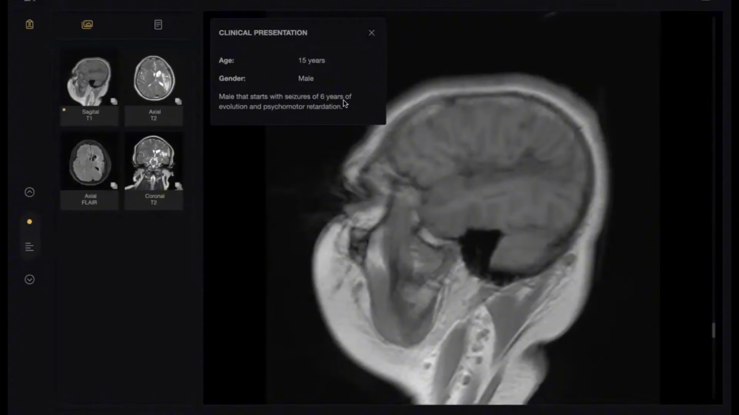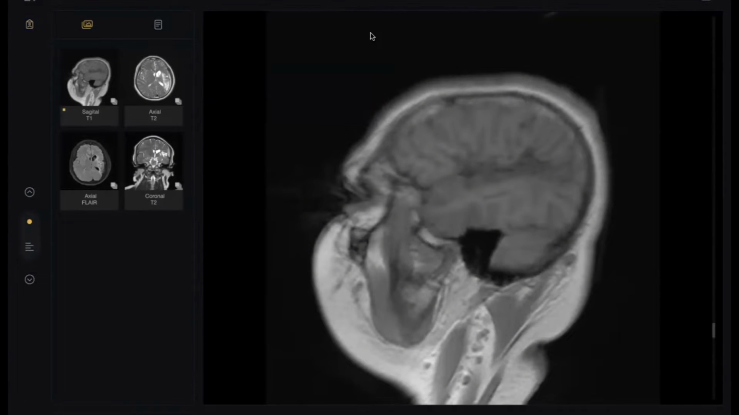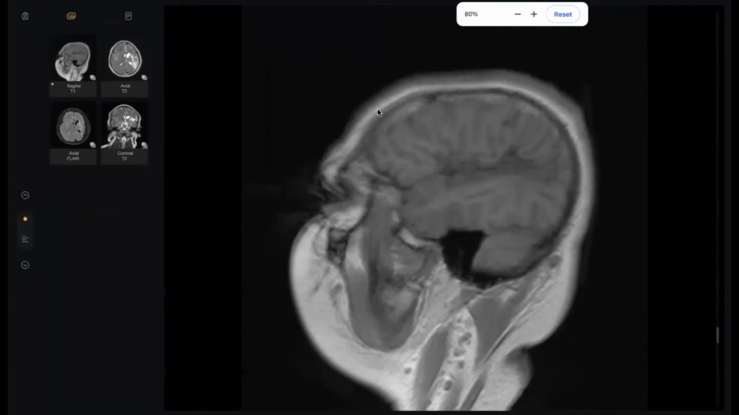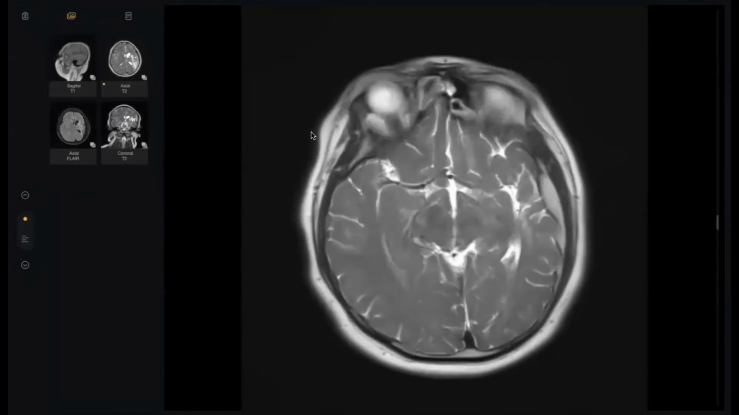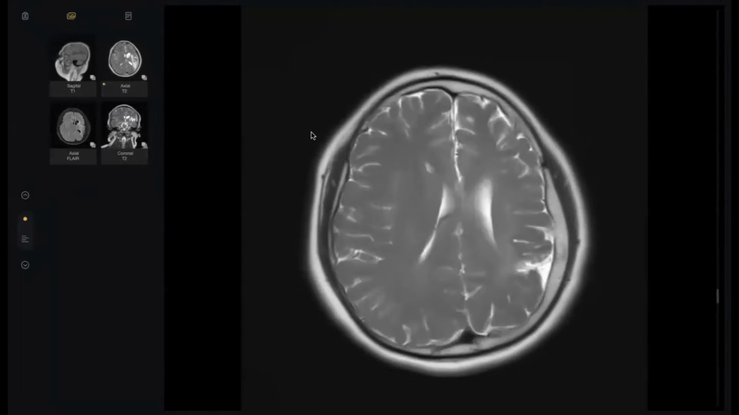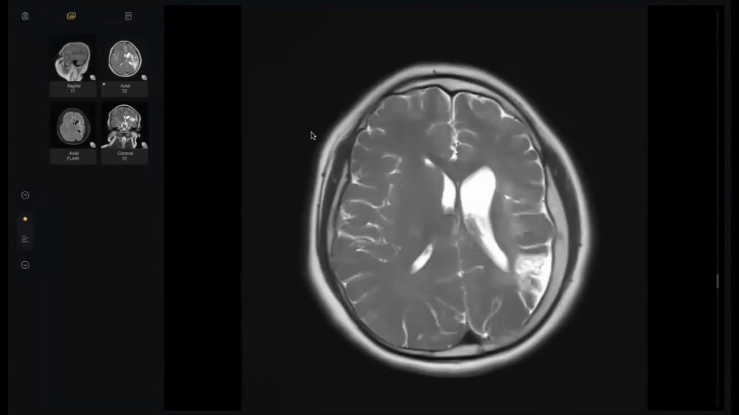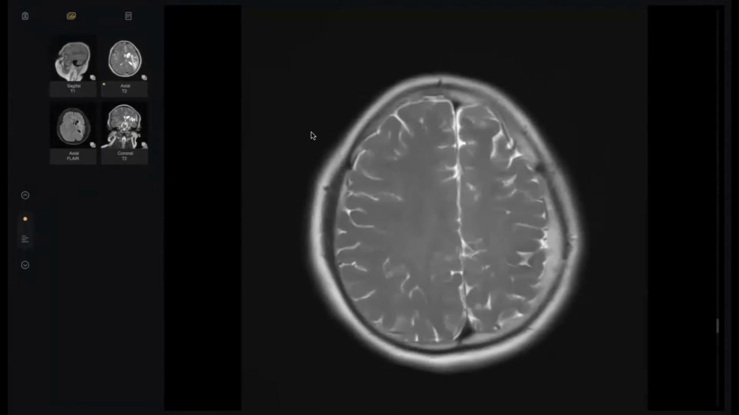This 15-year-old male patient presented with seizures and psychomotor retardation. I don't have a mouse, so can you scroll for me, please? I am presented with the sagittal and axial cuts of a T2-weighted MRI of the brain of a young patient presenting with psychomotor disturbance and history of seizure.